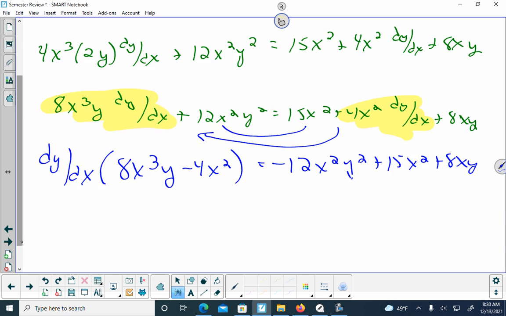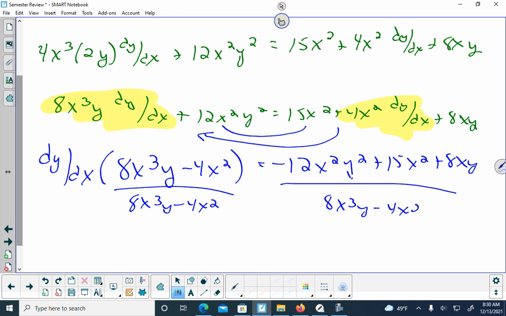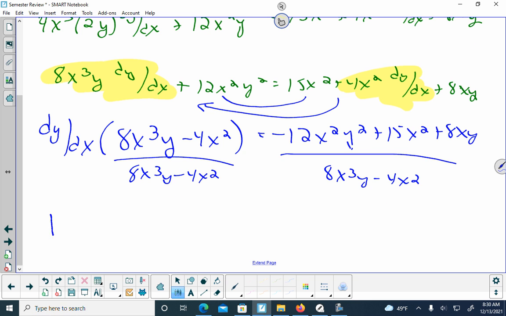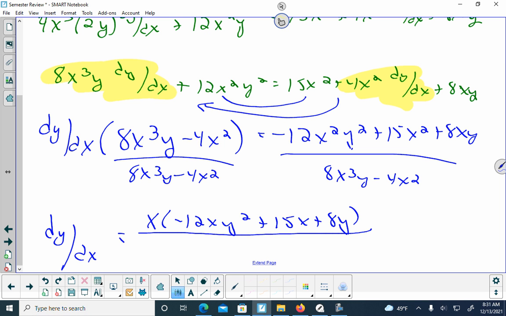I am going to divide both sides by this 8x cubed y minus 4x squared. I'm doing the same thing over here. I am going to factor some stuff out while I do that, if you don't mind. So from the numerator, I can factor out an x, and that's it. I think that's all I can factor out. So I'm going to factor out an x and make this negative 12xy squared plus 15x plus 8y, because I factored out the x. And in the denominator, I can factor out a 4x squared. And when I do that, I'm going to have 2xy minus 1, because I factored out that whole thing.